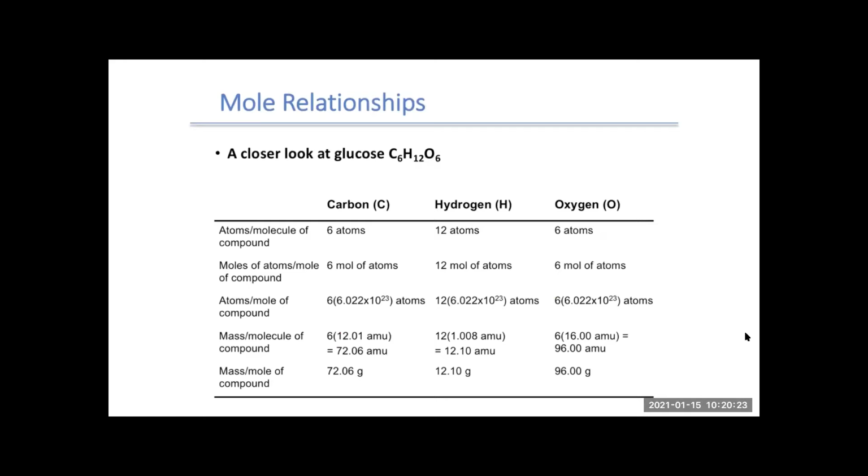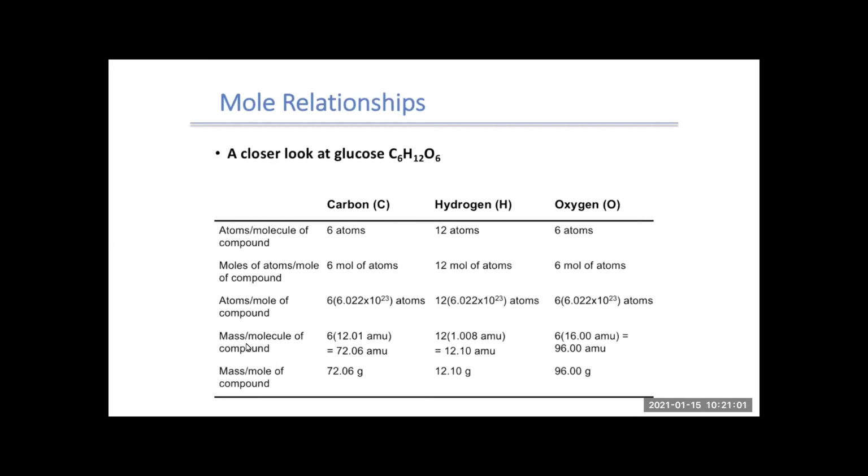So looking at our relationship with our moles, if I look at glucose, glucose is C6H12O6. So looking at that formula, I can get all of this information here. Looking at that formula, I can tell there's 6 carbon atoms because there's a 6 here. Because now I know the relationship between atoms and moles, that means I'm going to have 6 moles of carbon atoms. And if I want to figure out the number of atoms, it'd be 6 times Avogadro's number.